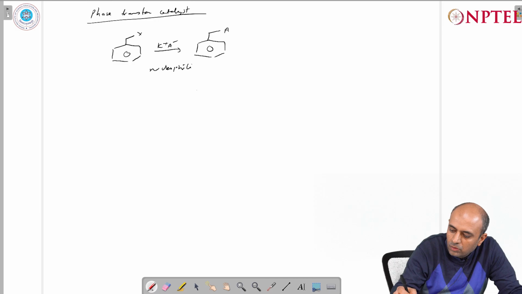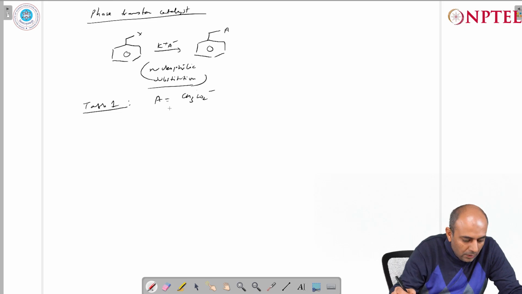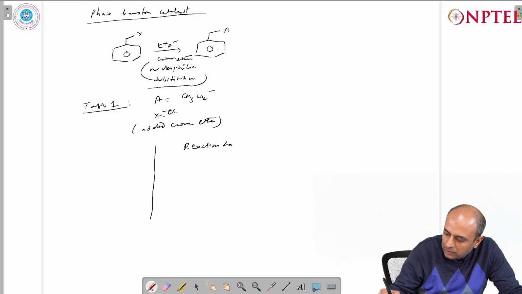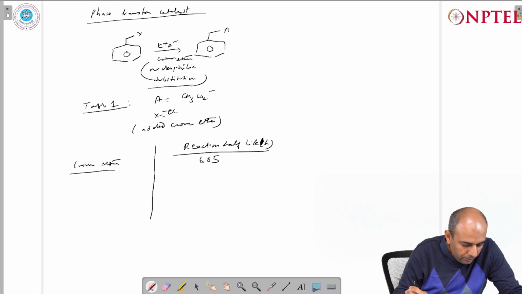This is a case of nucleophilic substitution, and in table 1 the A can be acetate or it can be a chloro compound, and this reaction is done in the presence of added crown ether. And what has been observed is the following: the reaction half-life in hours. So, that depends on the type of crown ether. When we have none, it is 685 hours.